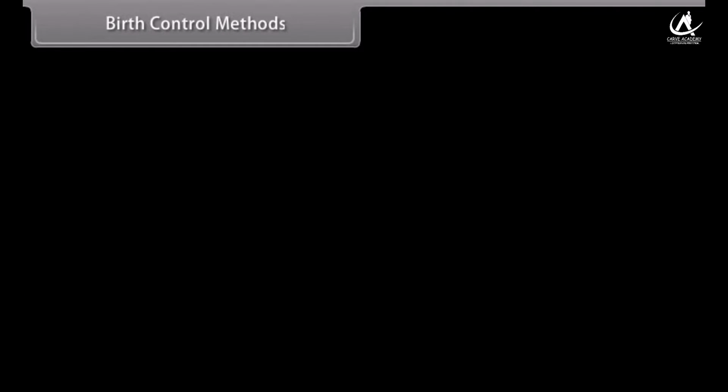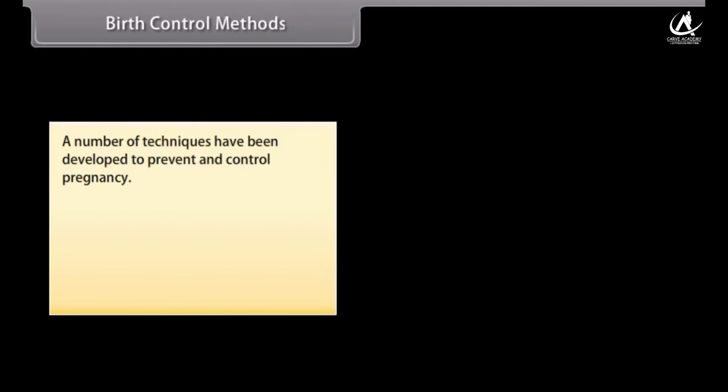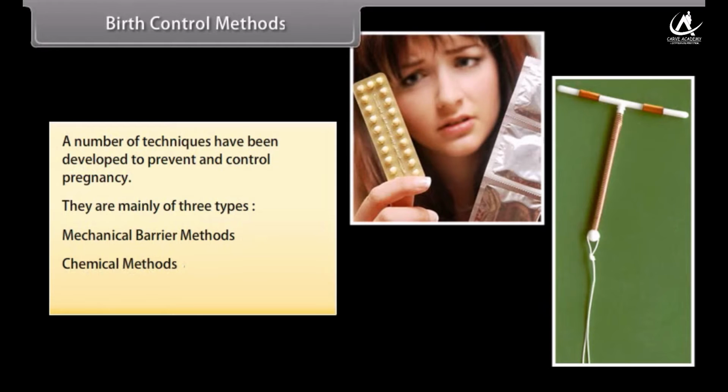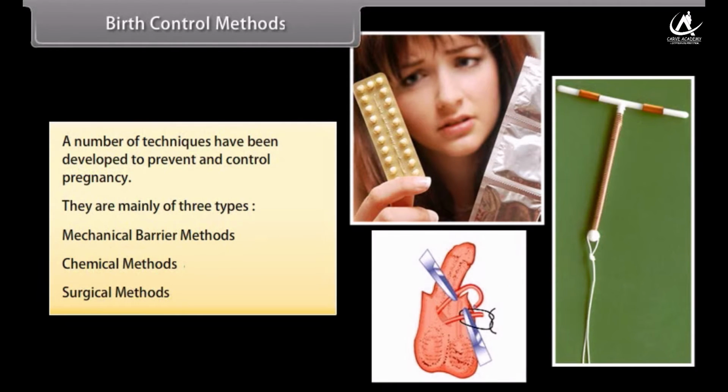Birth control methods. A number of techniques have been developed to prevent and control pregnancy. They are mainly of three types: mechanical barrier methods, chemical methods, and surgical methods.